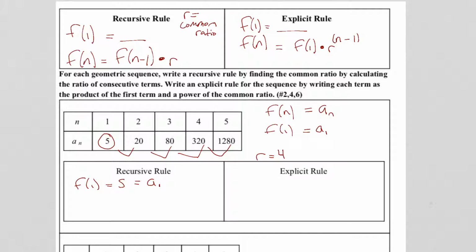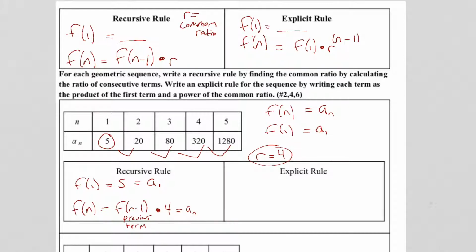And then we have to write the rule. F of n is equal to basically f of n minus 1, which stands for, right, the previous term, and then that's multiplied by whatever r is. And in this case, r is 4, so that's going to be multiplied by 4. So this is the recursive rule for this particular geometric sequence, and this would be the same thing as a sub n. A sub n, f of n, same thing.